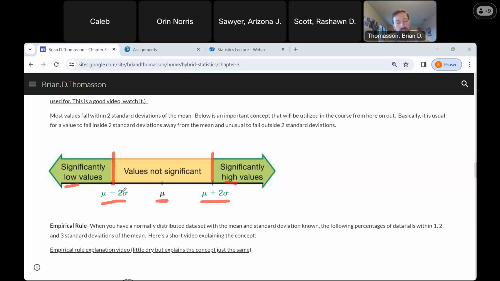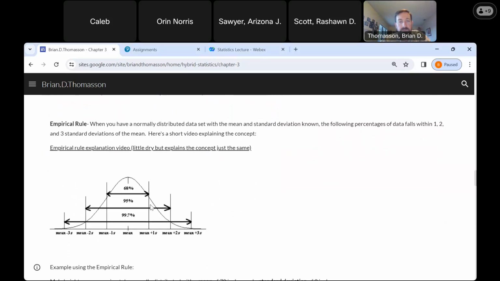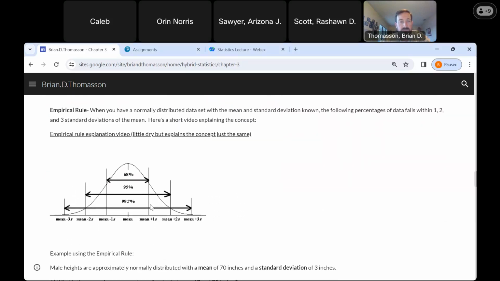So again, we're going to use this. As the course goes on, we're going to get more specific about this, but right now we just have to know inside 2 standard deviations is likely to occur, outside 2 standard deviations is unlikely to occur. Now, this next rule is going to be a little bit more specific about that. This is a kind of a special situation. This empirical rule says when you have a normally distributed data set with a mean and standard deviation known, the following percentage of data falls within 1, 2, and 3 standard deviations of the mean.